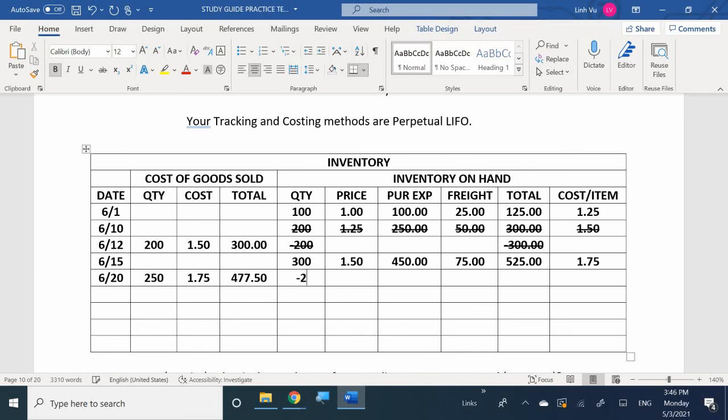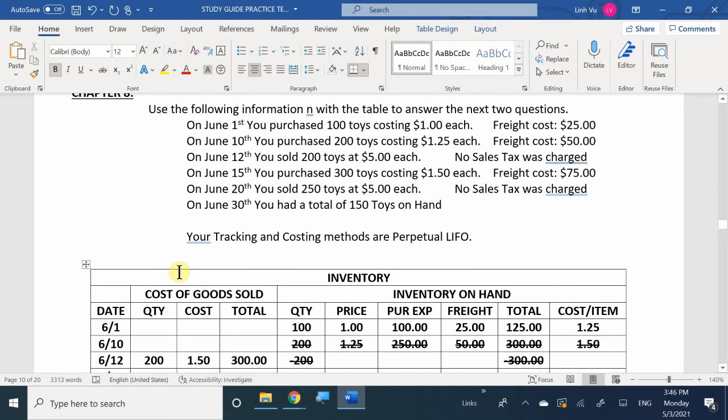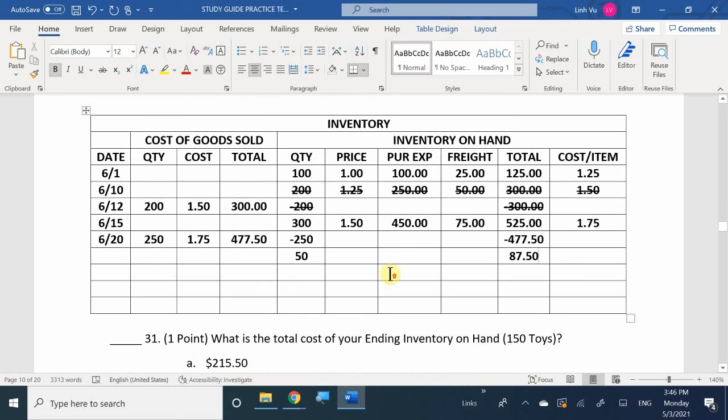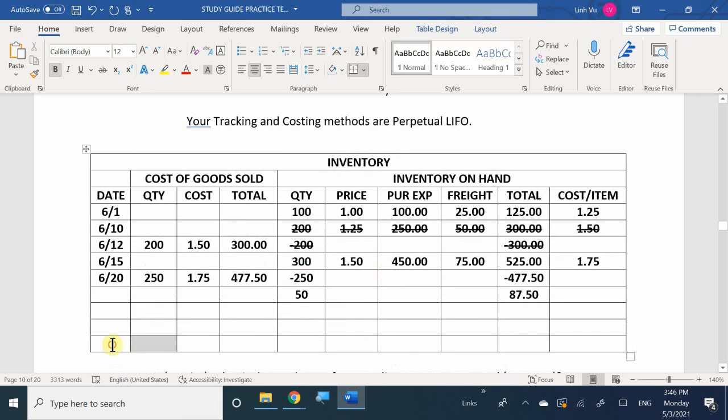Okay. So therefore, I should have a remainder of 50. At how much? $87.50. Okay. And then what does it say on June 30th? You had a total of 150 toys on hand. Okay, so let's take a look. Here I'm going to total up my totals at the bottom. So T stands for total.